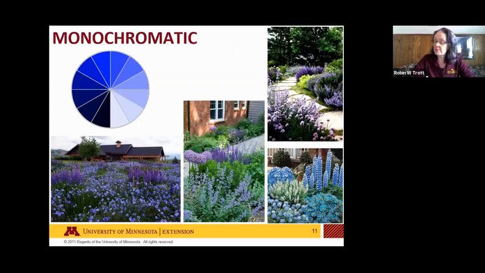So when we're talking about a monochromatic color scheme, you're using one color and its various tints and shades. And such themes provide a harmonious effect in your garden. Blue happens to be my favorite color, and so a blue color scheme, blue is a cool color, it's a calming color, and so I like to use blues in my garden if I can.